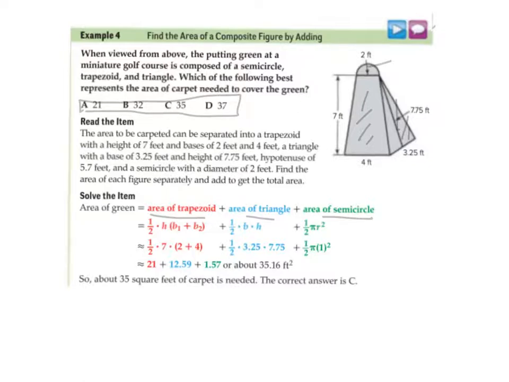Each one has got its own distinct formula, and then it's just a case of substituting in, and make sure you add them together because you want to know the area of the whole thing. So the answer is 35.16, and it says, which best represents the area. Well, the answer is going to be C. Alright, so now we're going to put example 4 into question.